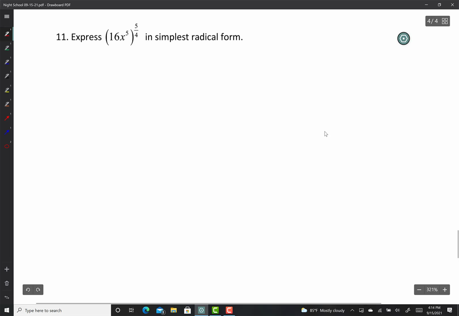They're supposed to be getting harder, but I don't really see them as getting extreme. I would just apply the rules right off the bat. So I'm going to go 16, remember, that's 16 to the power 1, so it's 16 to the 5/4, x to the 25 over 4.